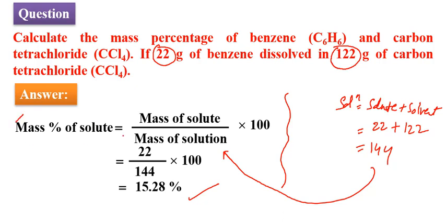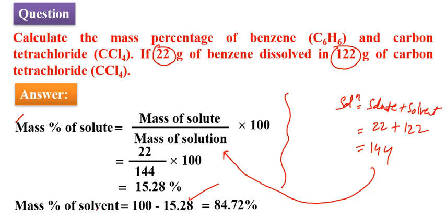Remember the formula. Next, mass percentage of solvent equals 100 minus 15.28. Of course, if you remove the solute percentage, then obviously you will get the solvent percentage, that is 84.72%.